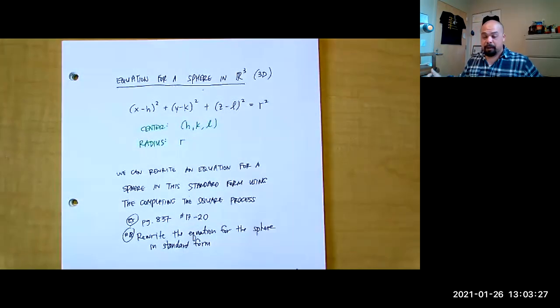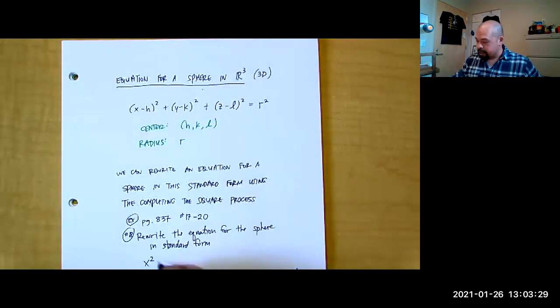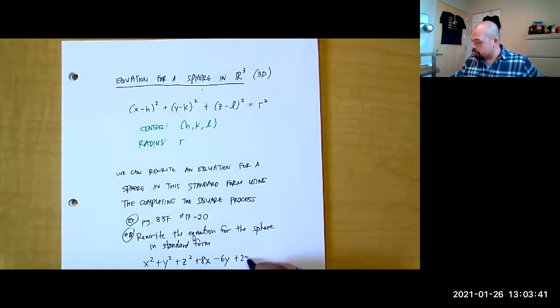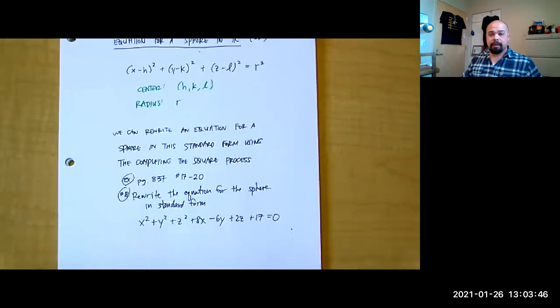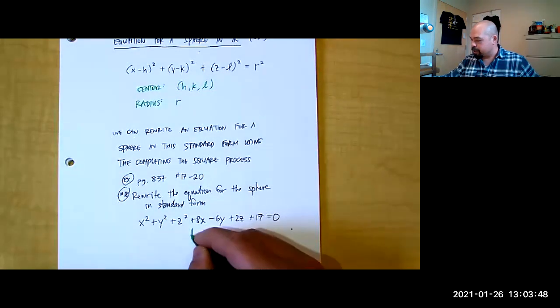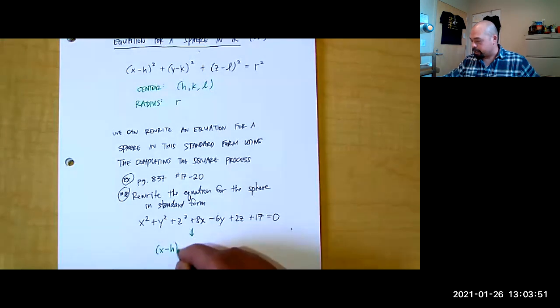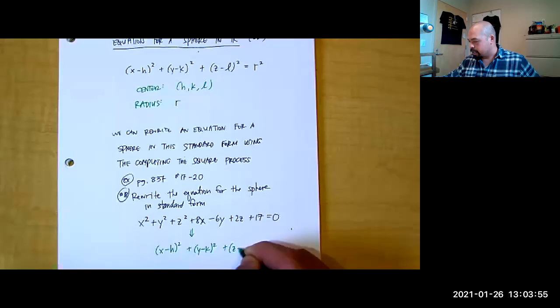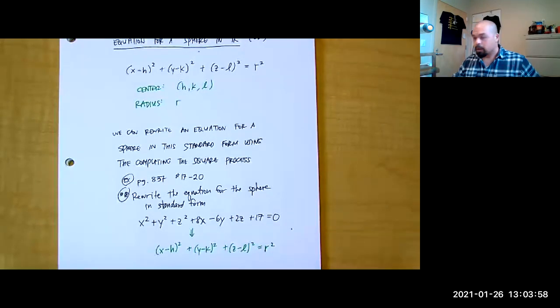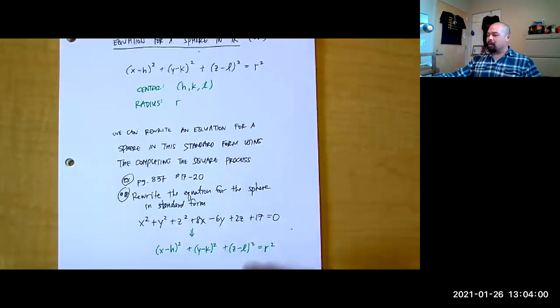right? In this kind of factored form, if they had given you here x squared plus y squared plus z squared plus 8x minus 6y plus 2z plus 17 equals 0, right? Moving this up. How can we get from this into a case of x minus h squared plus y minus k squared plus z minus l squared equaling r squared, right? How can we get to that?